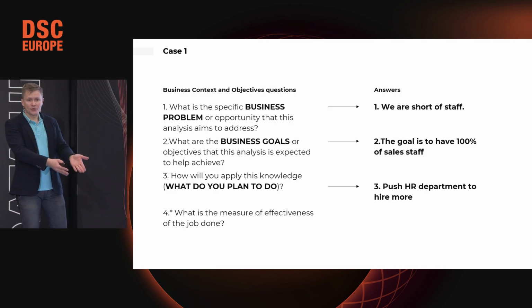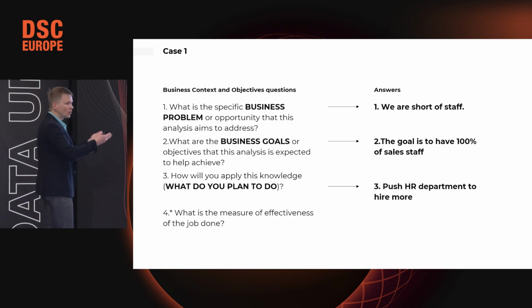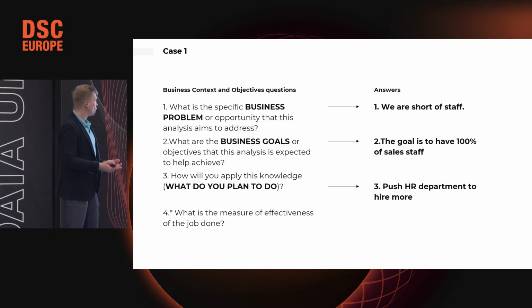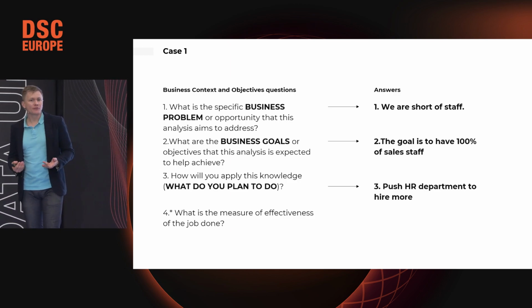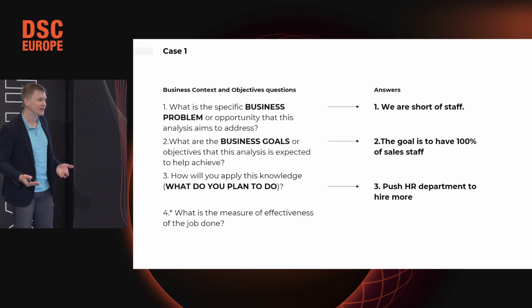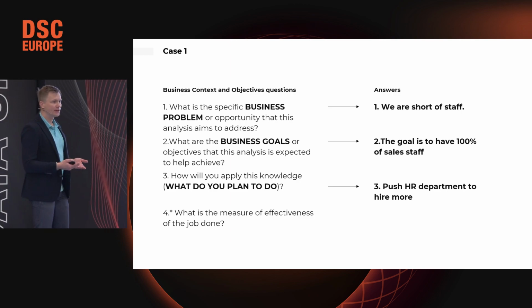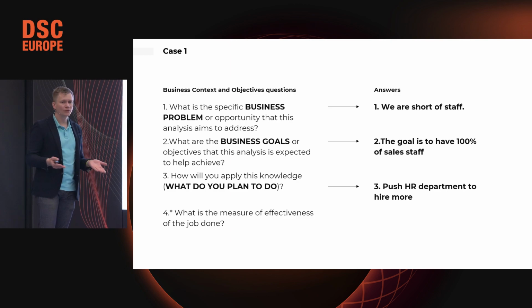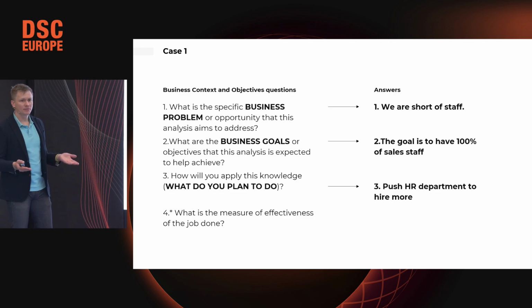What's the business problem? We are short on staff. What's the business goal? The goal is to have 100% of staff. Why? Because in case we do not have 100% of staff, then we are short on sales. Then we cannot sell enough, and then we cannot fulfill our strategic business KPIs.